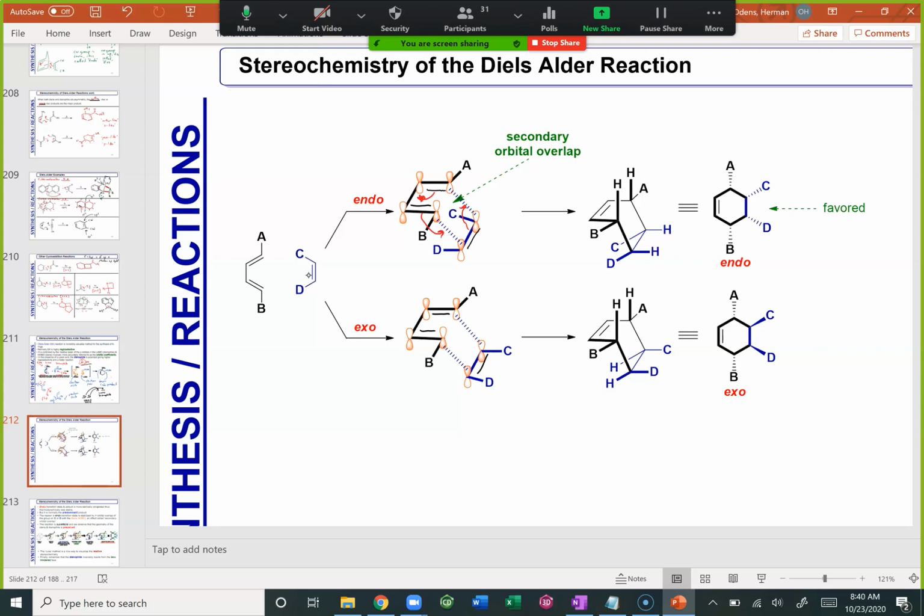Notice the groups C and D are facing inwards, because now there is what is called a secondary orbital overlap between the p orbitals in C with this orbital that is right here. You will see it better on the next slide. And so that's the trick. That is the endo. That's why the endo product is more favorable. The exo is actually easy to deal with, but nature doesn't like it like that.